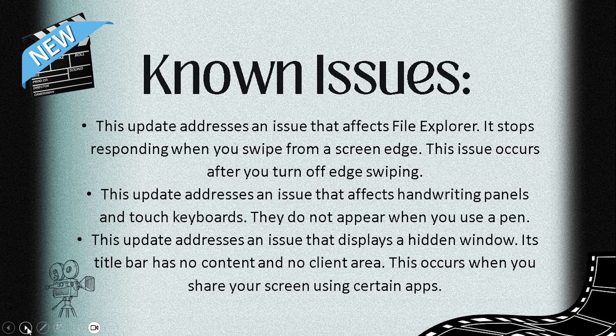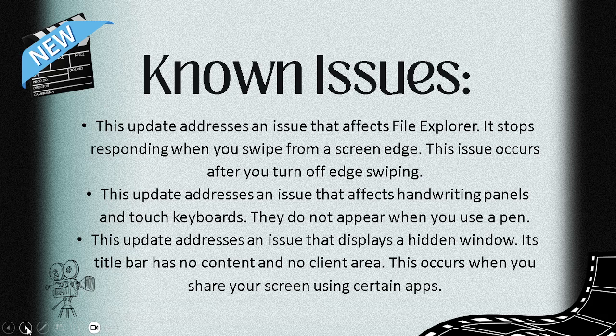And there are definitely a few known issues associated with this update. So be aware before you go ahead and install it. So I'm gonna read them for you. This update addresses an issue that affects File Explorer, and it goes not responding when you swipe from a screen edge. And the next issue is this update addresses an issue that affects handwriting panels and touch keyboards. They don't appear when you use a pen.